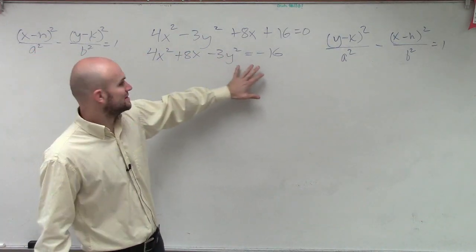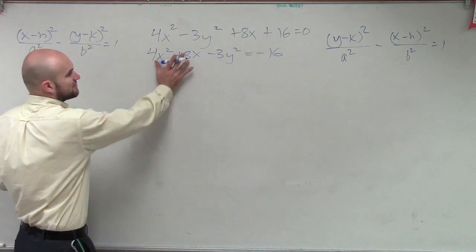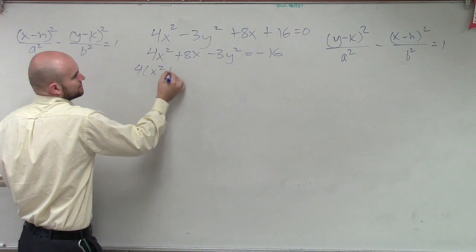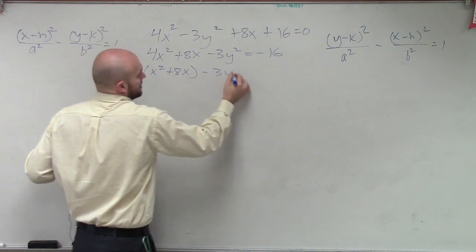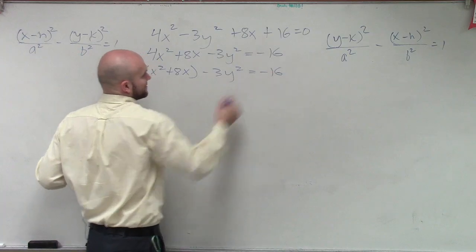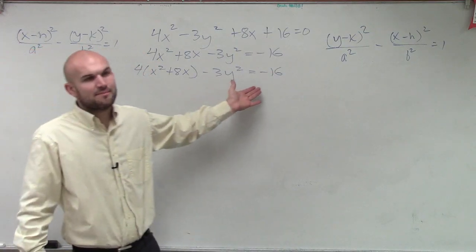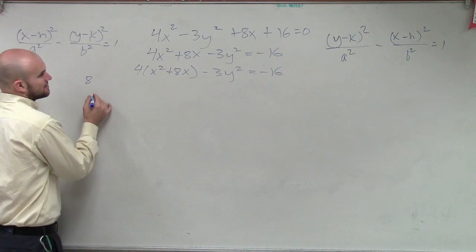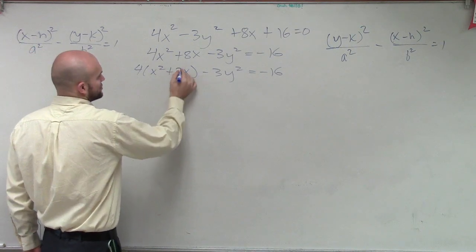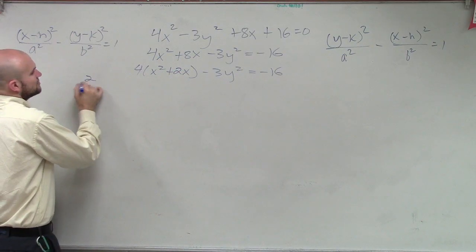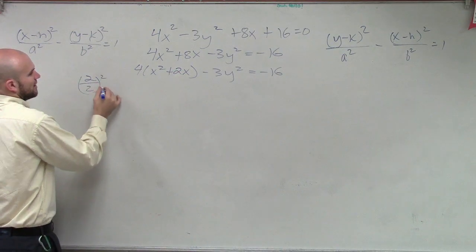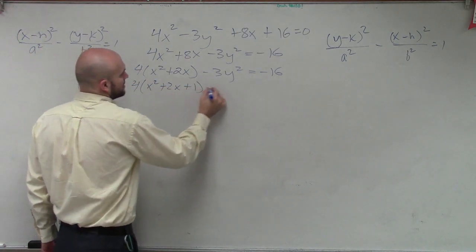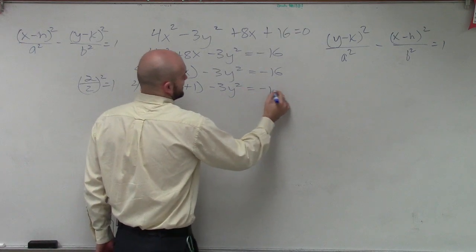So first thing I need to do is complete the square. Before I complete the square of the x, I need to make sure I factor out a 4. I can't complete the square with my negative 3, but that's fine. That just means that my k is going to be 0. Now I complete the square over here, so I have 8. Got to factor out a 4, so that's a 2. So I have 2 divided by 2 squared, which equals 1. So I have 4 times x squared plus 2x plus 1, minus 3y squared equals negative 16.